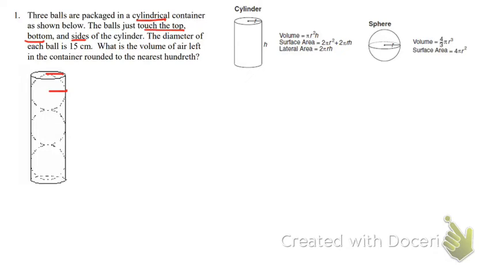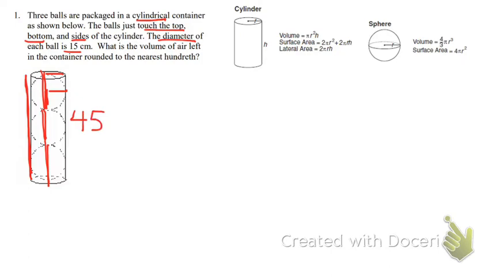Also, when you look at the height of the cylinder, the radius left and right is the same as the radius up and down. So if this was the radius, the diameter 3 times is going to be the same as the height of the cylinder. So all that's important. So when they say that the diameter of each ball is 15, that means the diameter here is 15, 15, and 15. 15 times 3, 45 is the height of my cylinder.